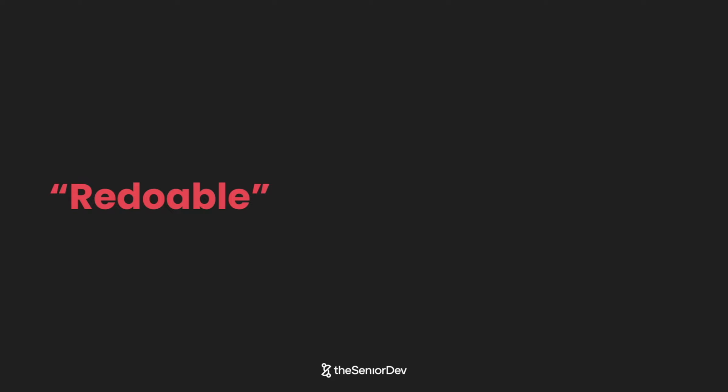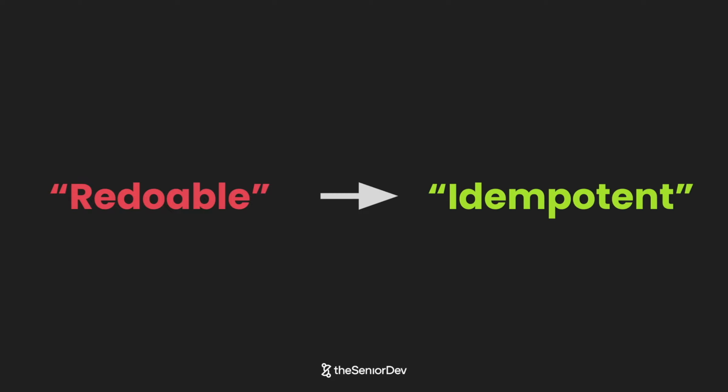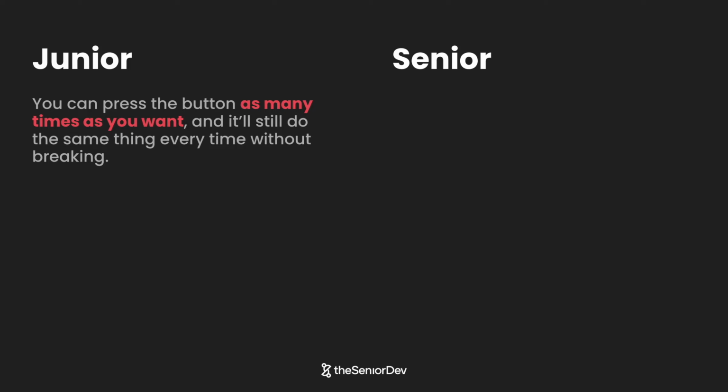Juniors would talk about redoable, or something you can do again, but seniors would talk about idempotency and idempotent functions, operations, transactions, or requests. A junior would say things like, hey, you can press the button as many times as you want and it will still do the same thing every time without breaking, so just keep clicking it. But a senior would tell you that the button's event handler is idempotent, and that's it.